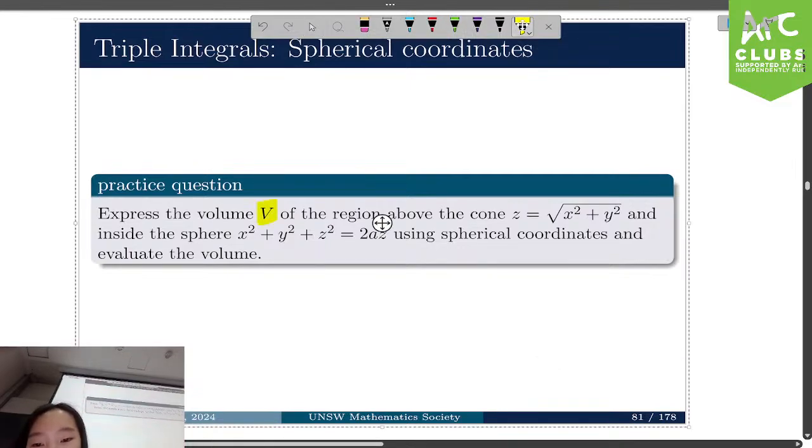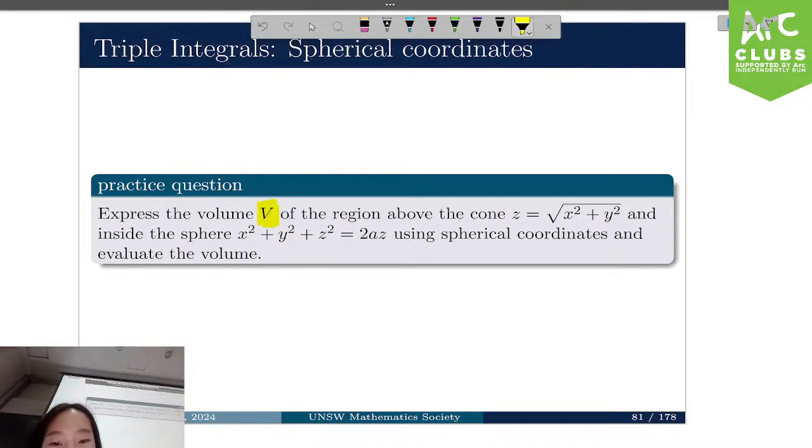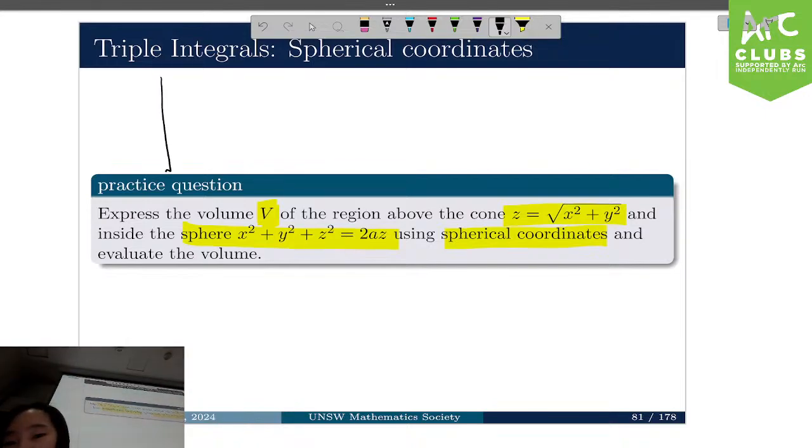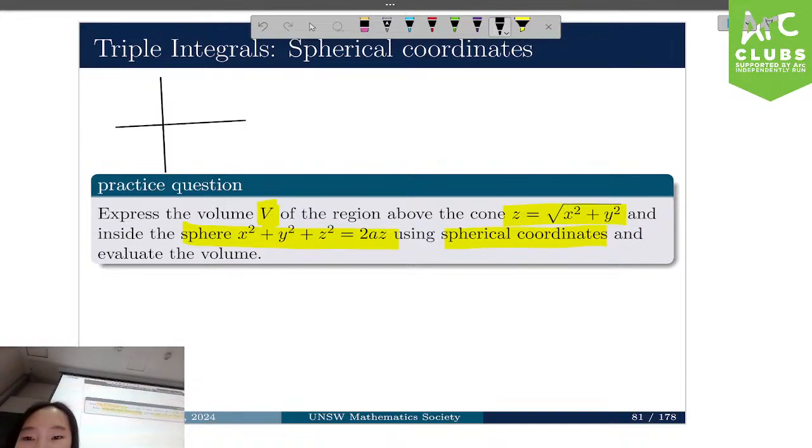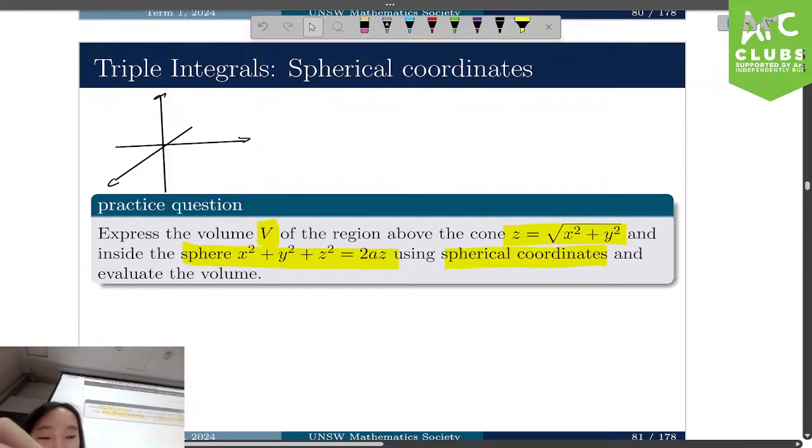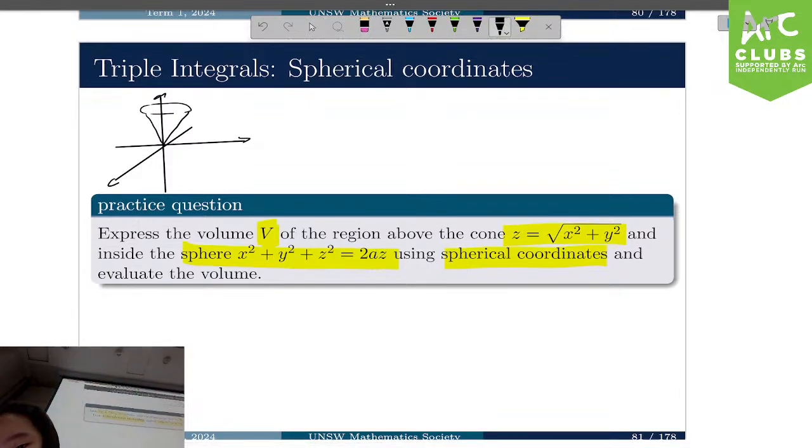We express the volume V of the region above the cone and inside the sphere using spherical coordinates, and evaluate its volume. As usual, we draw the diagram. Okay, so we have the cone over here. It's easy to draw because it just goes like that.